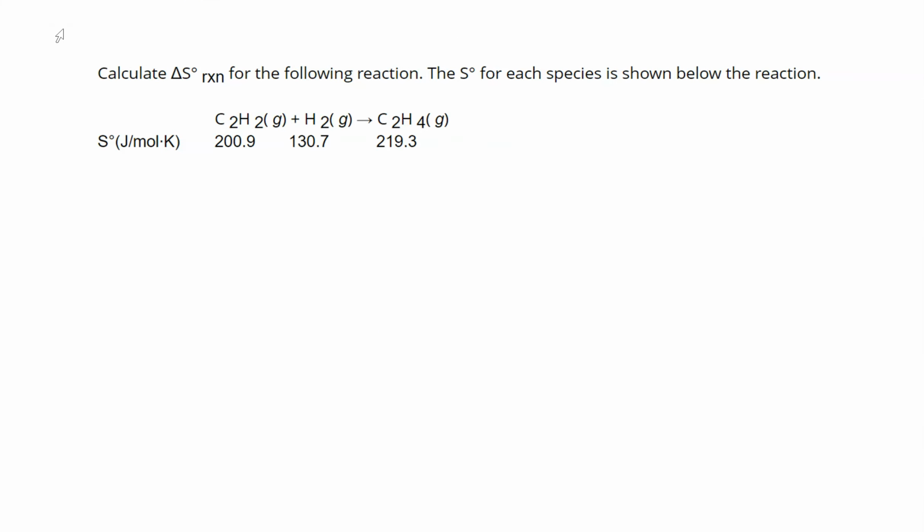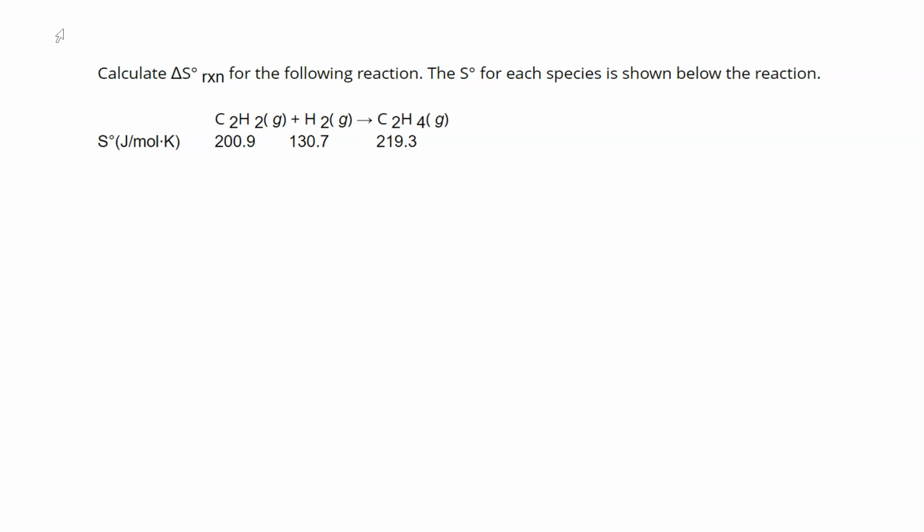And finally, problem 5. Calculate the change in entropy under standard conditions for the following reaction. And we are given standard entropies for each of the species. So this should be really straightforward. We have C2H2 plus H2 goes to C2H4, all in gas phase. We're given standard entropies for each of these compounds.